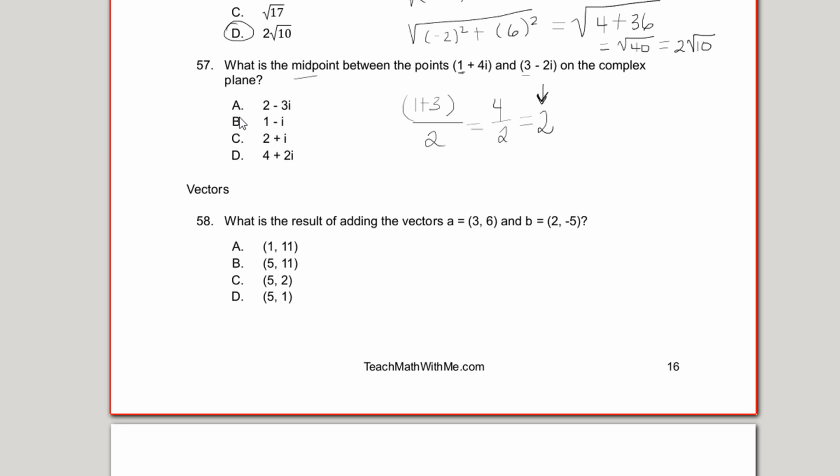So looking at that, we can already eliminate answer choice B and D, because here we have the 2 and the 2. Now what about our i values? We have 4i plus a negative 2i, and we're going to divide that by 2 because we're doing midpoint. So 4i minus 2i gives us 2i over 2, which is just i. So that is going to lead us into 2 plus i, which is answer choice C.